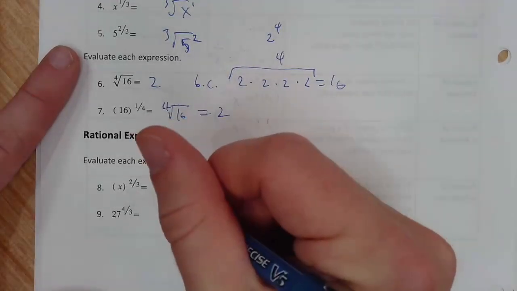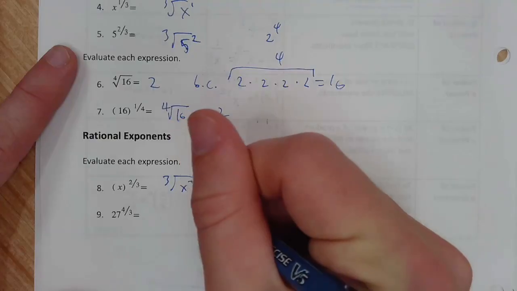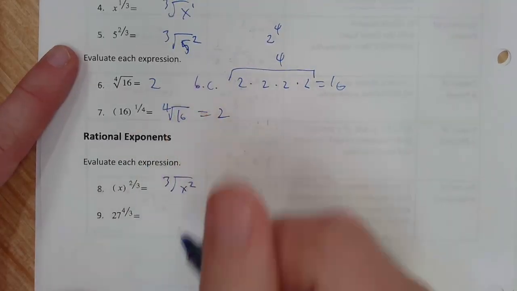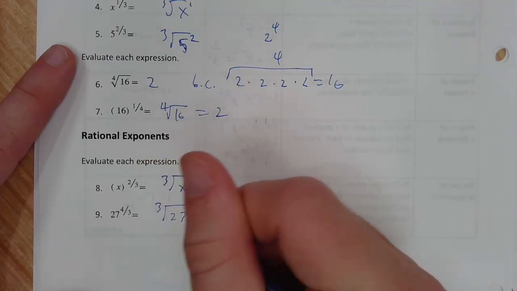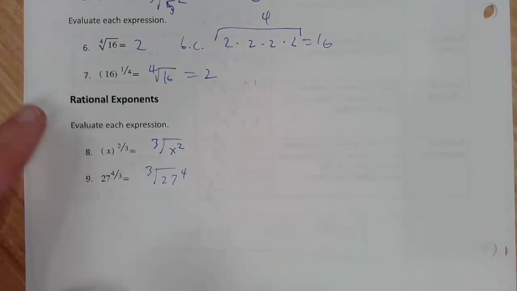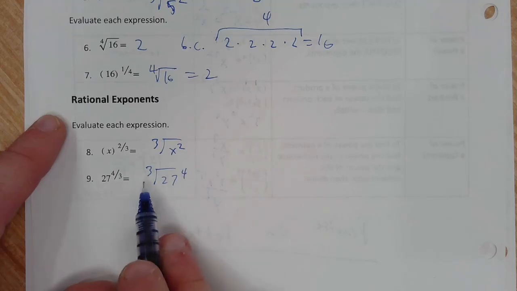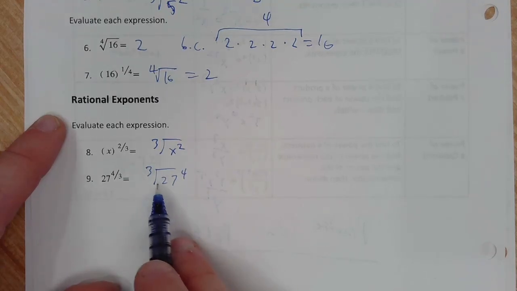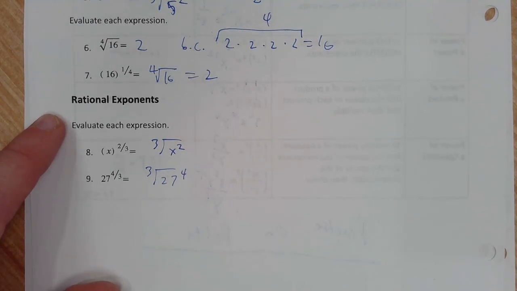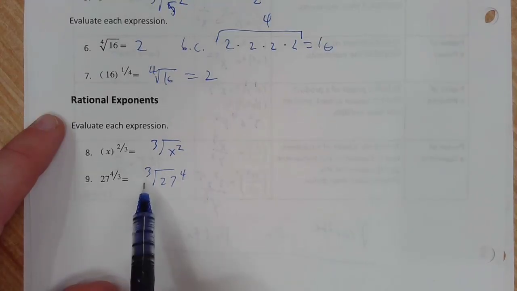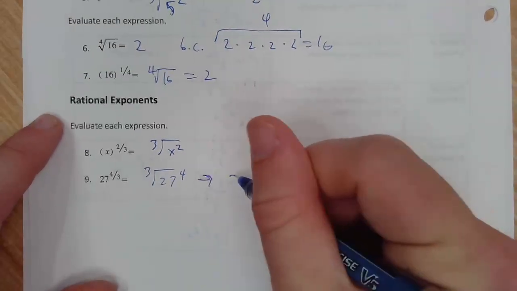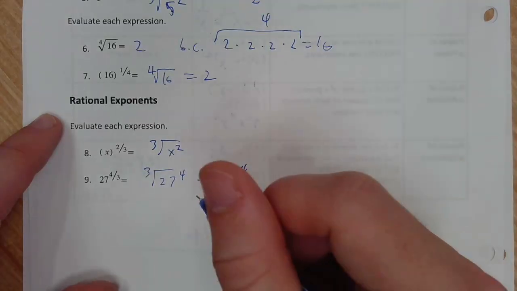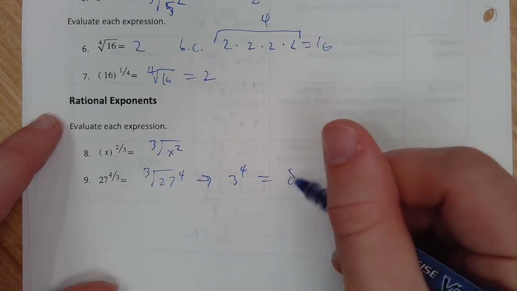X to the 2/3 means the third root of x squared. I can't do anything more there. 27 to the 4/3 would mean the third root of 27 to the 4th. This could be evaluated. If you have a number, you can simplify it. If it's just a variable, you can't really do anything. But the third root of 27 is 3. So this really is 3 to the 4th. And so 3 to the 4th is 81.